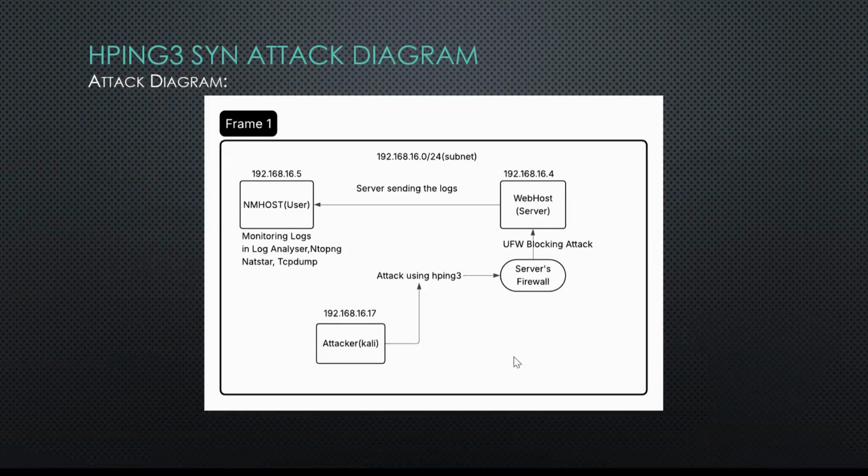Thank you, Prachi. This is the attack diagram which we simulated in the scenario. As Prachi mentioned, the subnet is 192.168.16.0, and in that we join the attacker 192.168.16.17. We perform the attack using hping, and this is the server firewall of the web host server.